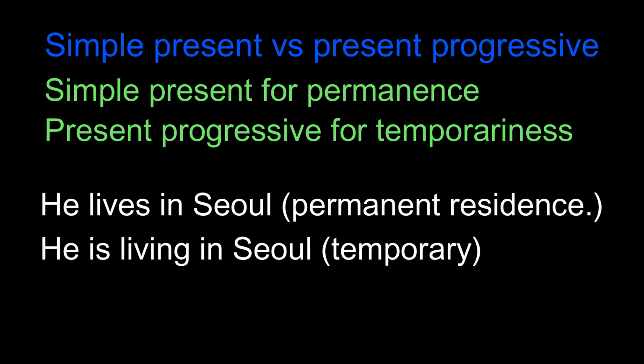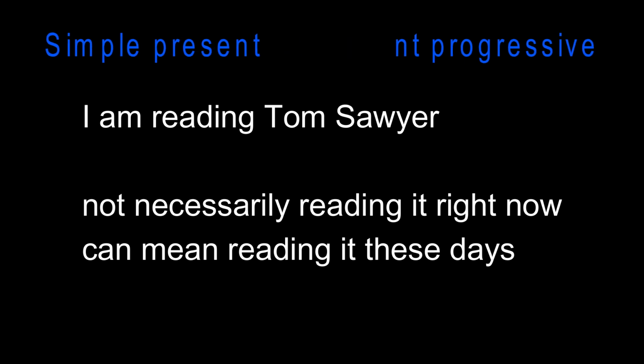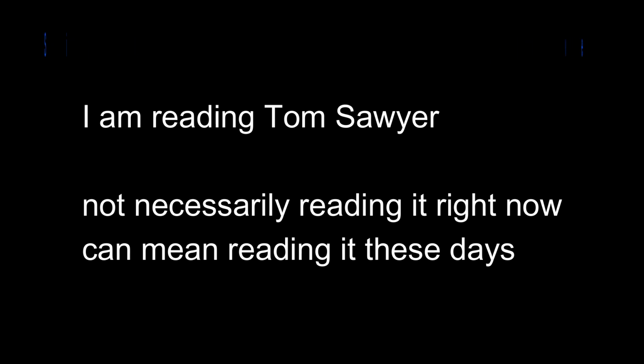As you can see with these examples, the present progressive doesn't always mean an action is happening right now. For example, saying "I'm reading Tom Sawyer" doesn't necessarily mean that I'm reading the book at this very moment. It can also mean that I'm reading the book these days.